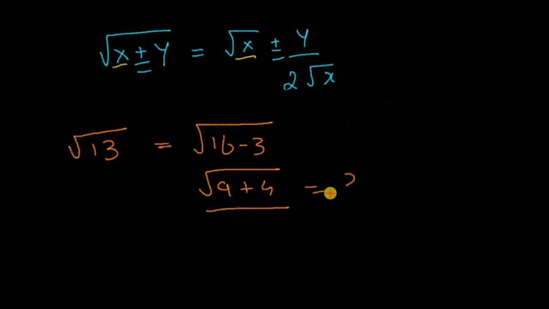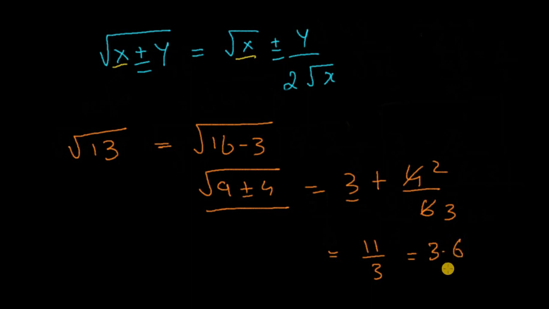So root of 9 will be 3. There is a plus sign, so keep the plus sign here. Then you keep 4 as it is and double this number. So double of 3 is 6. When you solve it, you get 2 by 3. Now remember to simplify as much as possible. It will only make your work much easier. So 3 3s are 9, plus 2 will be 11 by 3, which is approximately equal to 3.6.